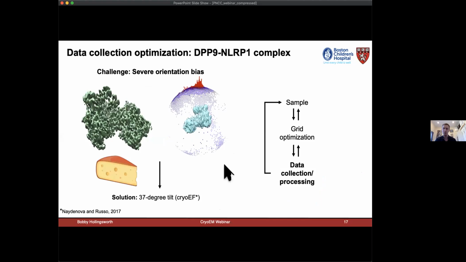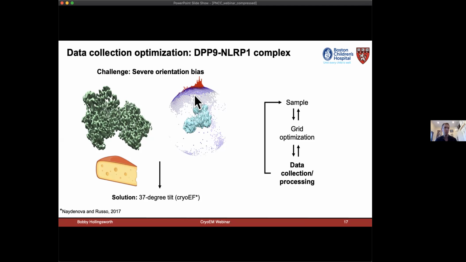However, that still presented with a severe orientation bias, of course. And so we had DPP9 situating on the grids in this particular orientation where we weren't getting these top or bottom views. And so that leads to some really big issues with the EM density itself, where the density is anisotropic. It appears almost visibly perforated with holes, like Swiss cheese, and the density is all stretchy. And so it's impossible to build a model from this. And so we had to turn to many different techniques. We tried different grid types, additives, and what ended up working for us was essentially brute forcing this problem by tilting the stage to distribute these orientations over a new cone.